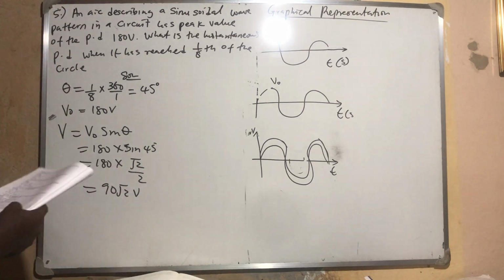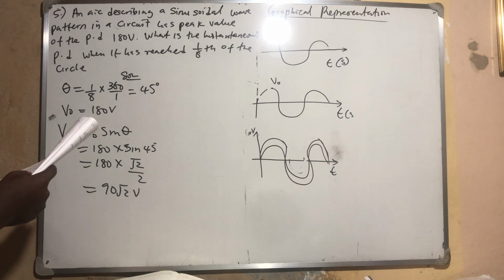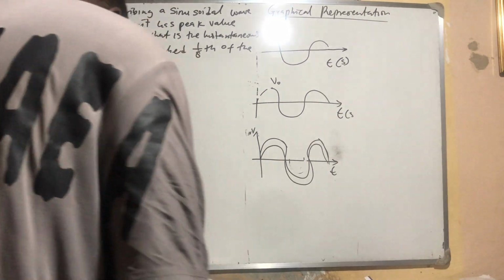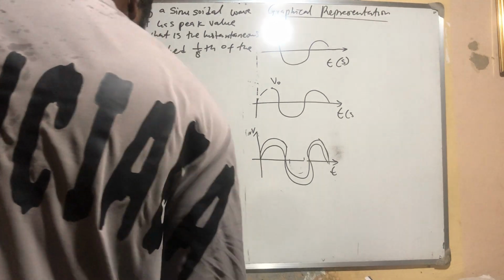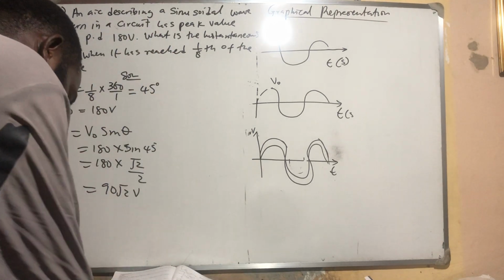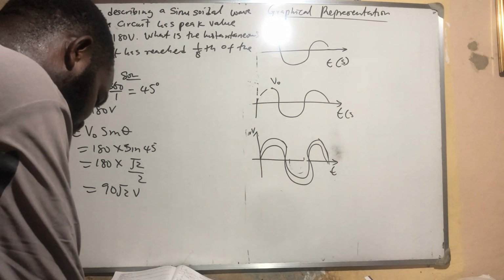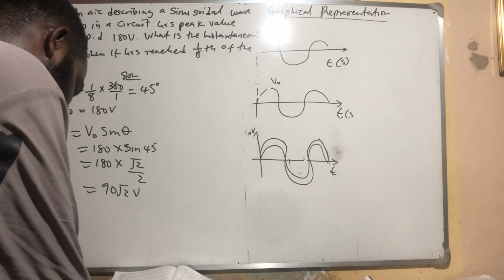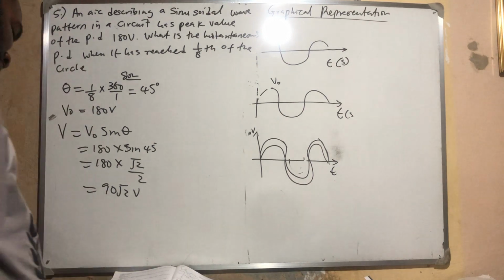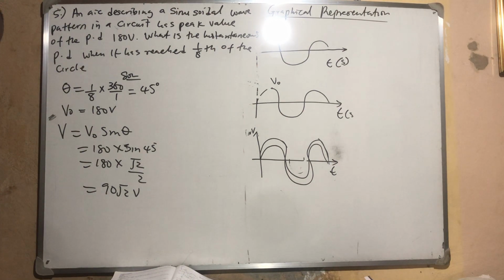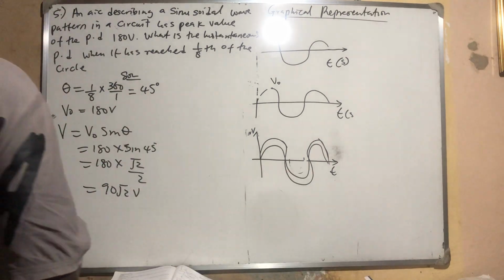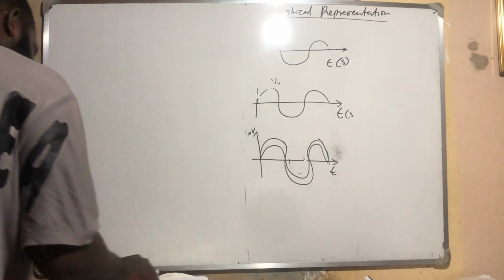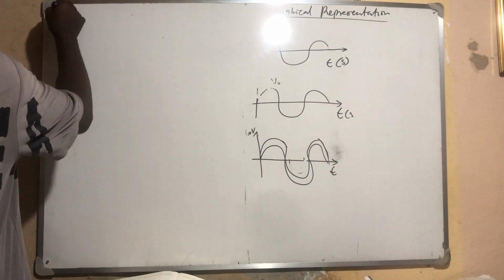So now let's move to AC circuit containing a resistor only. The next one I want to talk about is the AC circuit containing a resistor only. But before that, you need to know what a phase is. A phase is the state of vibration of a periodically varying system at a particular time. Right? So let's talk about the AC circuit containing only a resistor.